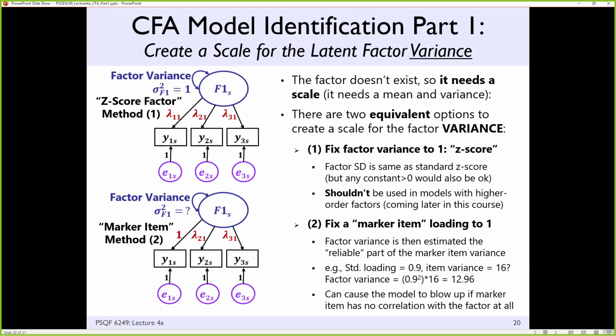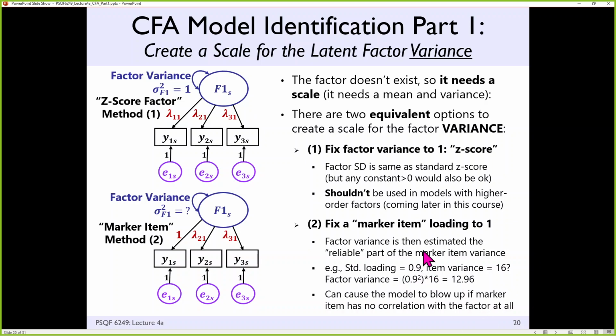Does this seem arbitrary to you? How you give the factor a scale? I think it seems arbitrary. Zach, question? So the factor variance depends on what item you pick? Yep. It does. So if I picked an item that had a standardized loading of 0.7, then it would be a smaller number. 0.7 squared times 16, whatever that is. Don't make me do math in front of you. Yeah, it could be 1.